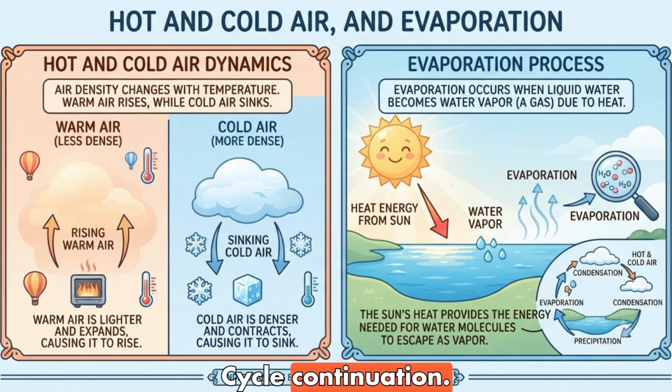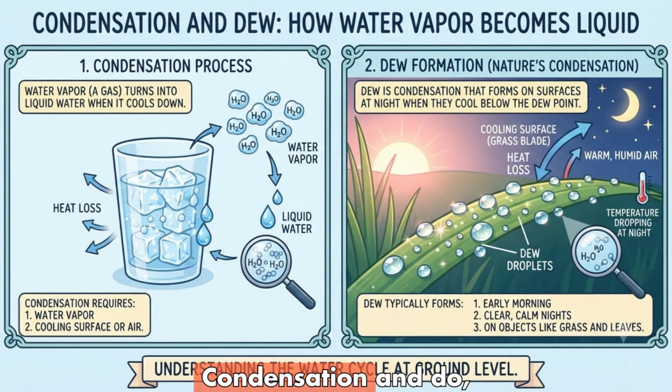Cycle continuation. Once evaporated, this vapor can undergo condensation to form clouds, eventually leading back to precipitation, which continues the cycle. Condensation and dew, the transformation of water vapor. Understanding how water vapor changes into liquid form is essential to observing the water cycle in our daily lives.